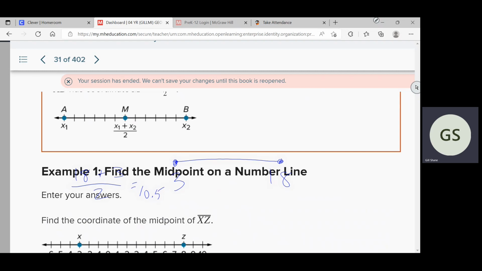If I just said, what's the value of x? You'd be like, well, which x? Are you talking about the A or the B? So x1 just means the first endpoint. x2 means the second endpoint. That's all that means. Not a math operation.